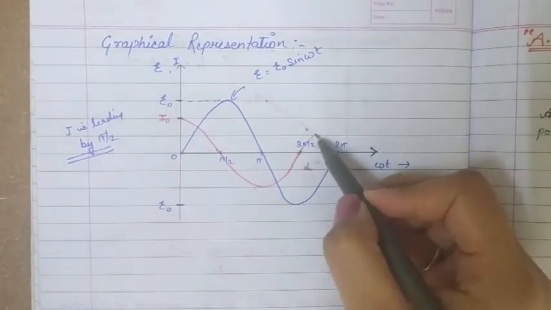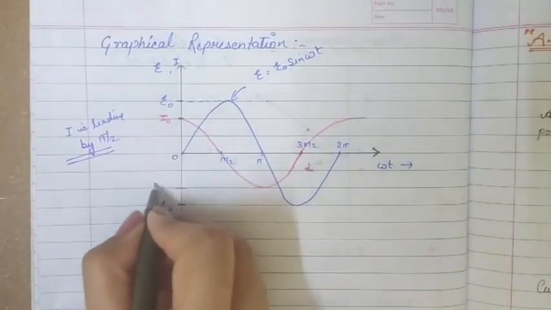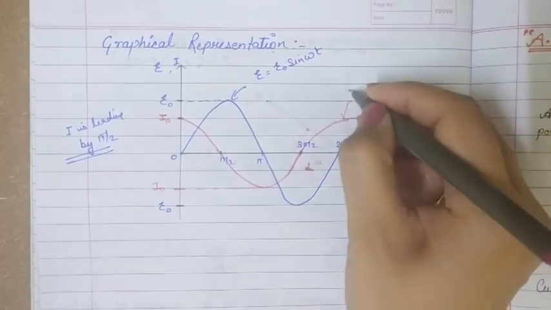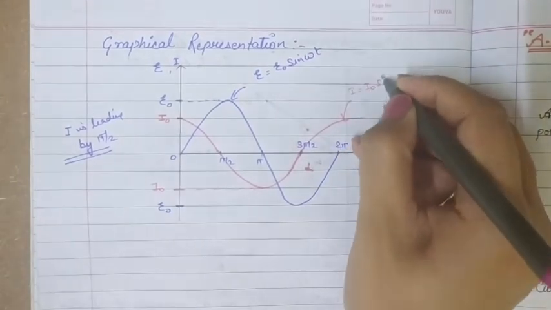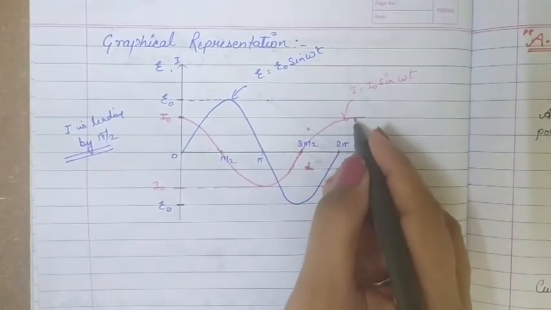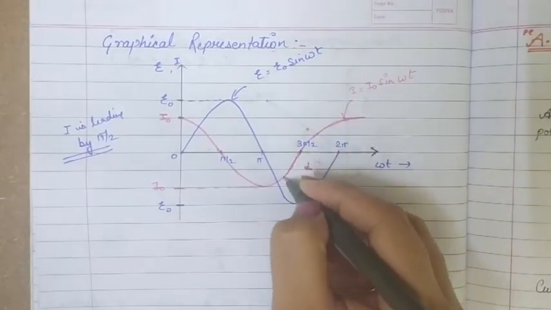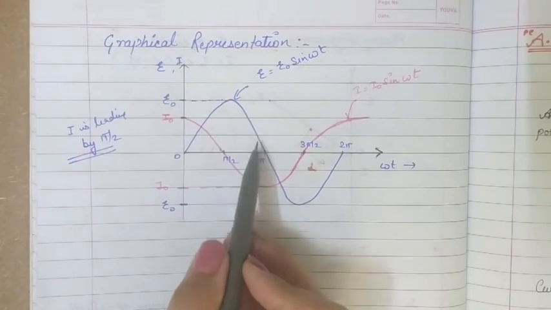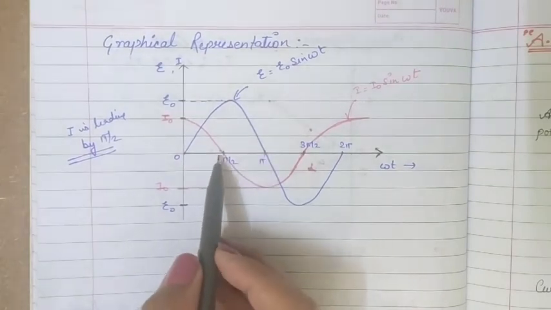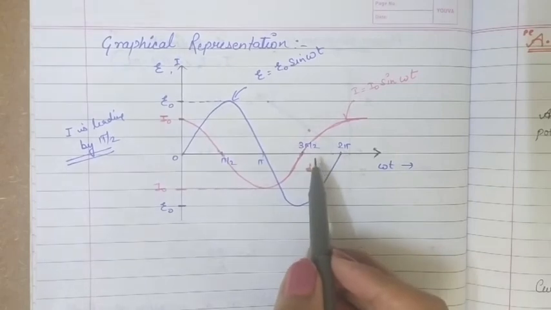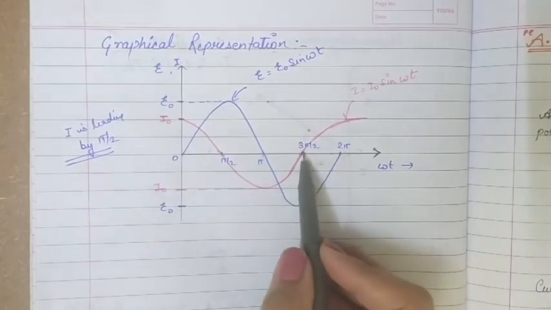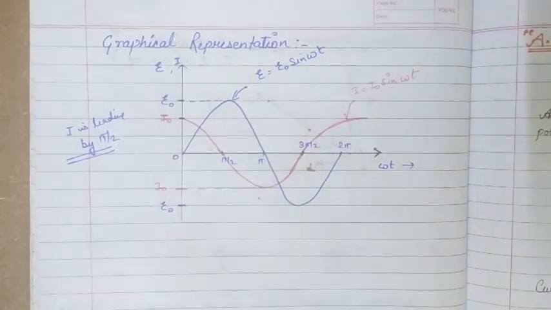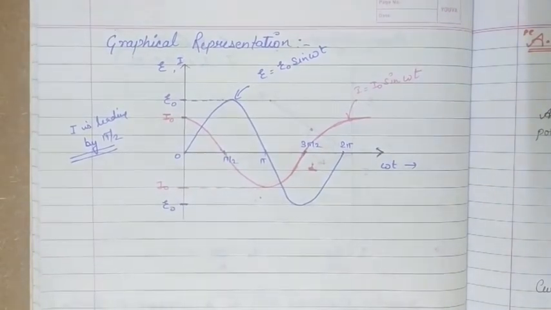Graph will be like this. This is I naught. So I naught is the peak value of current, and the graph shows the instantaneous value for I equal to I naught sin omega t. If you see the values of current, then these are leading the values of EMF by pi by 2. The value that we are attaining at pi for EMF, that we have already attained for current at pi by 2. Similarly, the value that we are attaining at 3 pi by 2 for EMF, that we have already attained for current at pi.